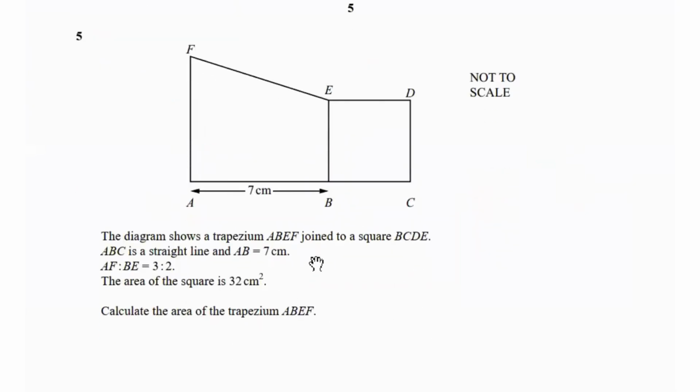Then it says the diagram shows a trapezium ABEF joined to a square BCDE. ABC is a straight line where AB is 7 centimeters. AF is to BE is 3:2. The area of the square is 32 centimeters squared. Calculate the area of the trapezium ABEF. So area of the square is 32. So that means x times x is going to be 32. So x squared equals to 32. X would be root of 32, which in surd form is going to be 4 root 2.